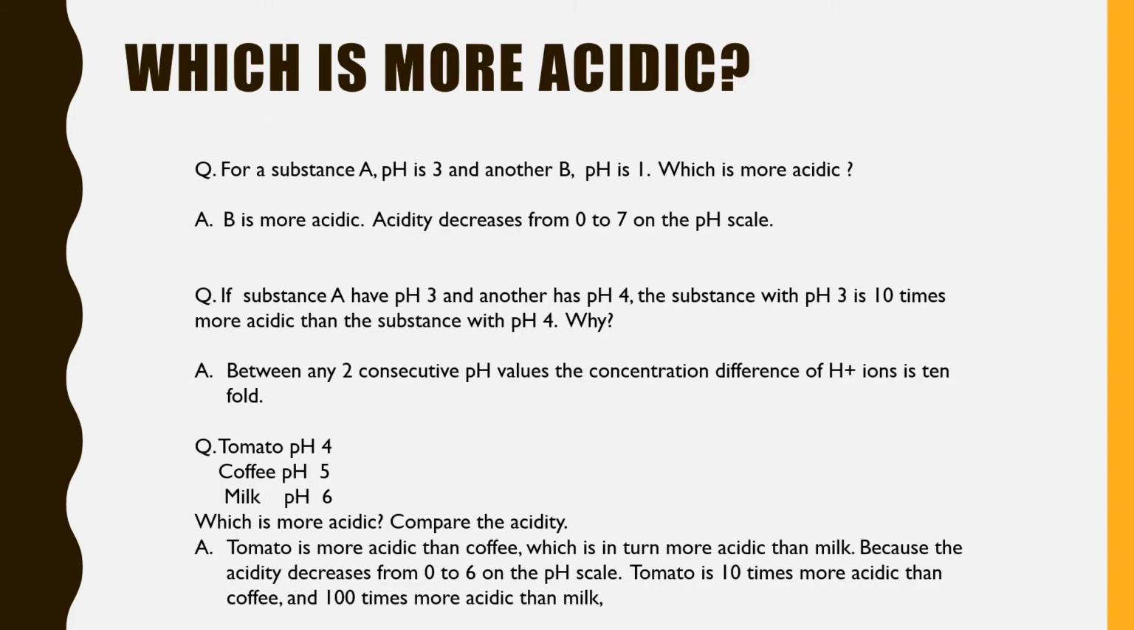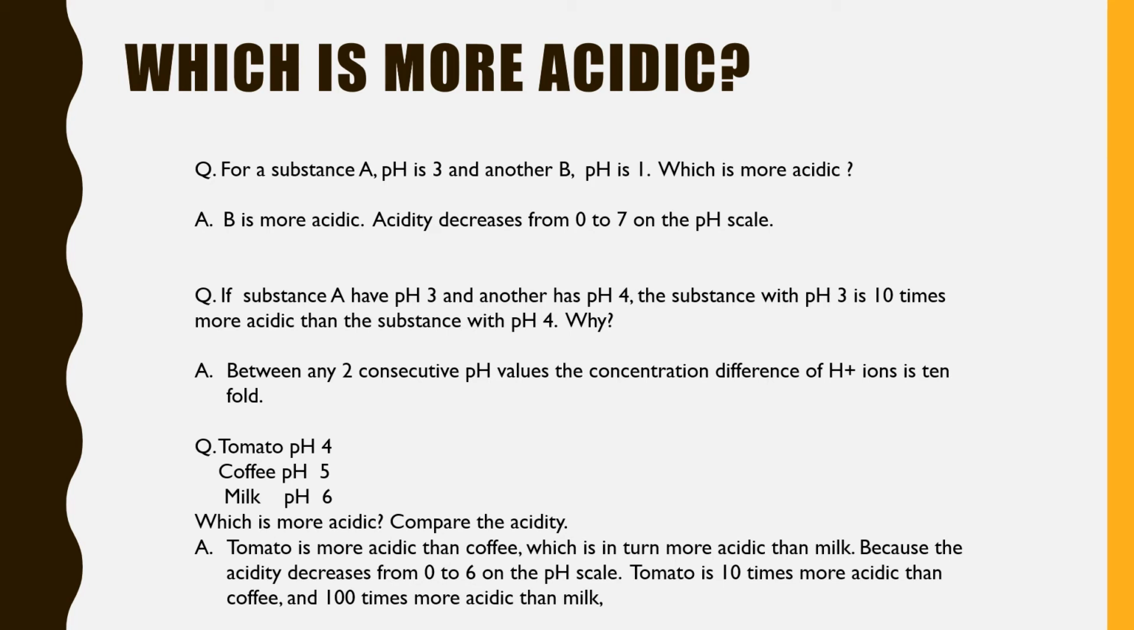Which is more acidic? For a substance A, pH is 3 and another B, pH is 1. Which is more acidic? B is more acidic. Acidity decreases from 0 to 7 on the pH scale. If substance A has pH 3 and another has pH 4, the substance with pH 3 is 10 times more acidic than the substance with pH 4. Why? Between any two consecutive pH values, the concentration difference of H plus ions is tenfold.